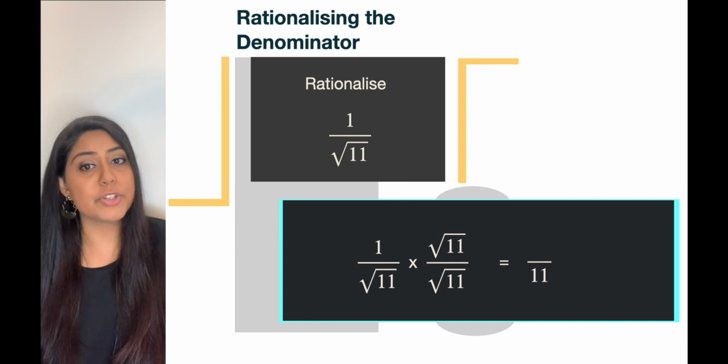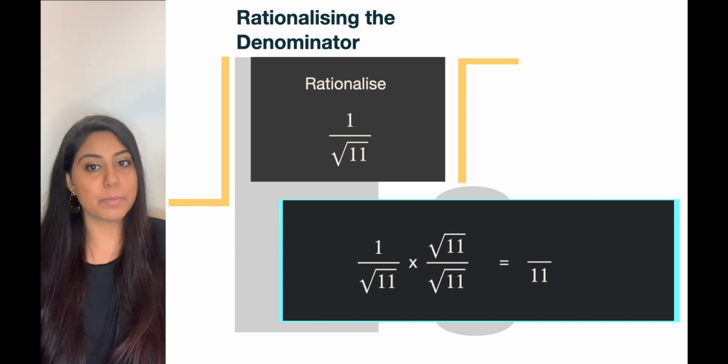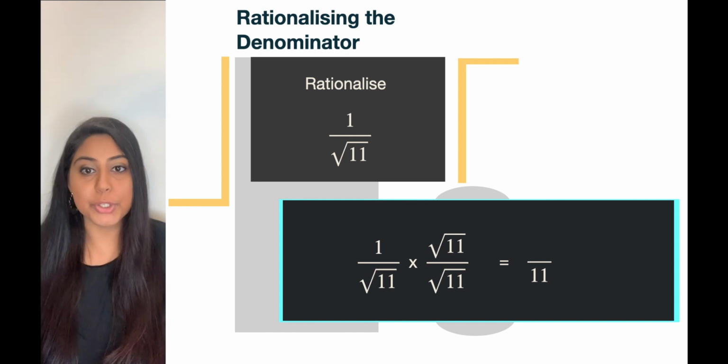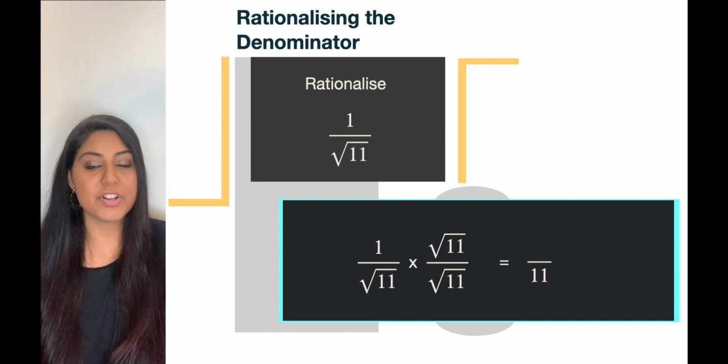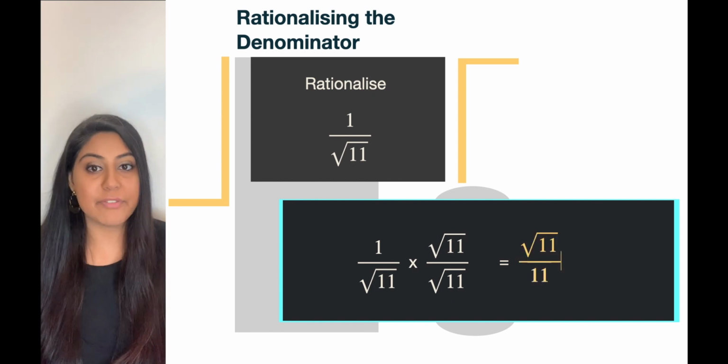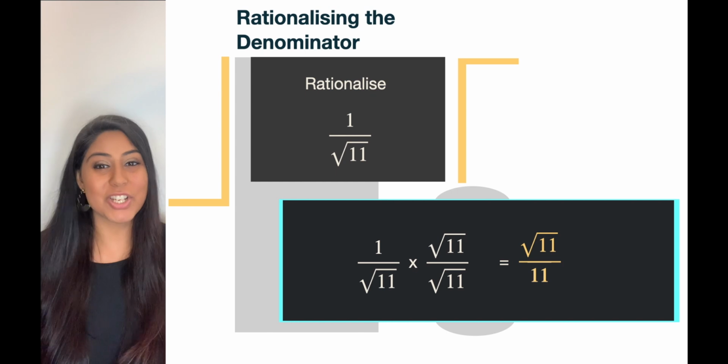Now, we know what we do to the bottom of a fraction, we have to do to the top. So because I multiply the denominator by root 11, I have to multiply the numerator by root 11 as well. And 1 times root 11 is root 11. So my answer will be root 11 over 11. And that is it. That is rationalising the denominator.